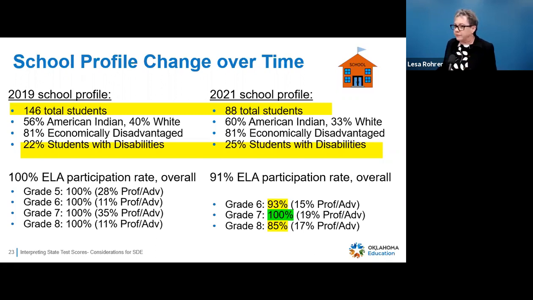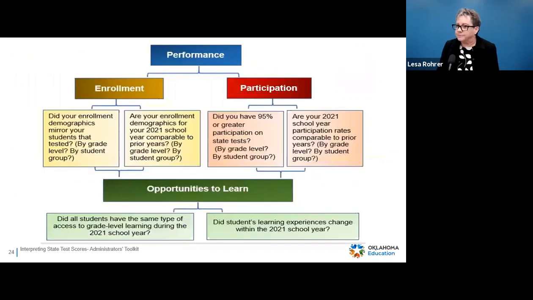How many of your students were face-to-face? Did you have hybrid? And you can break that information out. We put this into a chart so that you could then think about these questions. And these are your key questions. Before we can understand performance, we need to understand enrollment. And we need to understand enrollment in two ways. We need to understand who we had this year. So did our enrollment demographics mirror the students that tested? And this is both by grade and by student group.